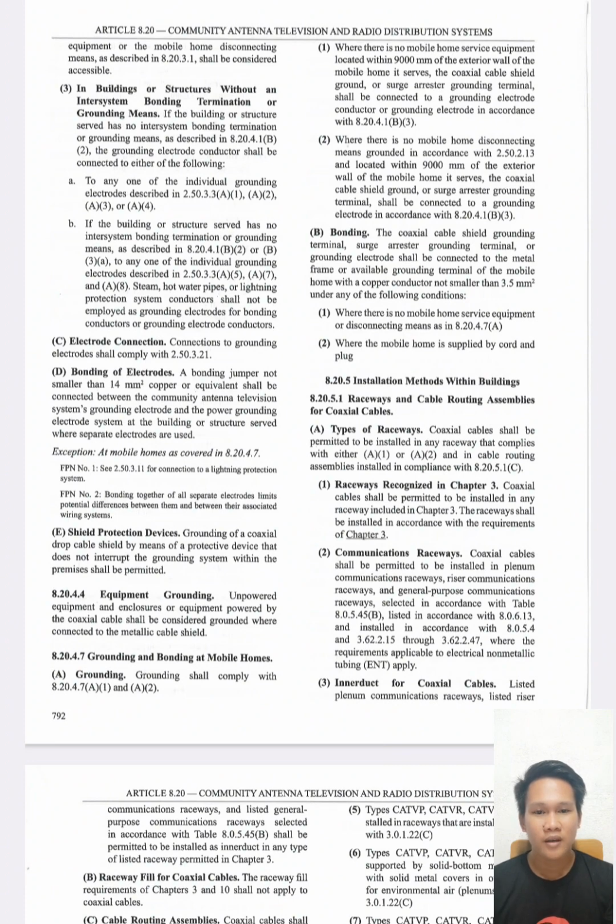8.20.4.1b3. Second, we have when there is no mobile home disconnecting means grounded in accordance with 2.50.2.13 and located within 9,000 mm of the exterior wall of the mobile home it serves, the coaxial cable shield ground or surge arrestor grounding terminal shall be connected to a grounding electrode in accordance with 8.20.4.1b3. Next we have B. Bonding.